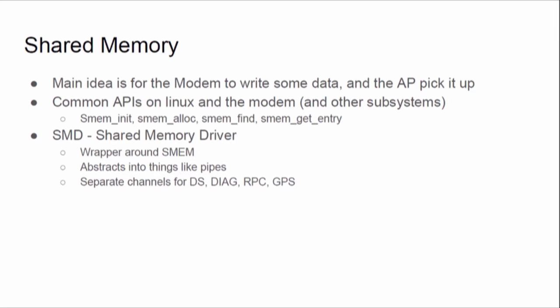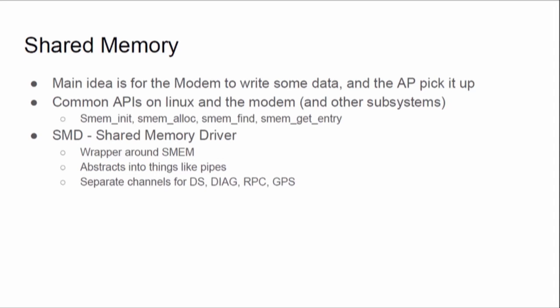The baseband chip does not get its own separate RAM, and neither do any of these other subsystems. They are all actually talking to the same 8 or however many gigs of RAM you have on your phone, and it's just portioned up, with each little device getting its own little piece. So the SMD is the shared memory driver, which is a more high-level wrapper around some of these low-level APIs, so you can just have a pipe and shove data into it, and then the other side just reads from it. It's a little less complicated for driver developers.